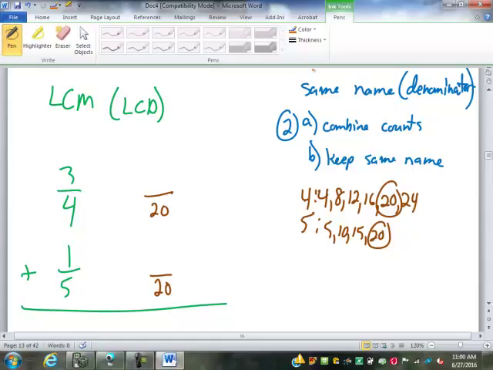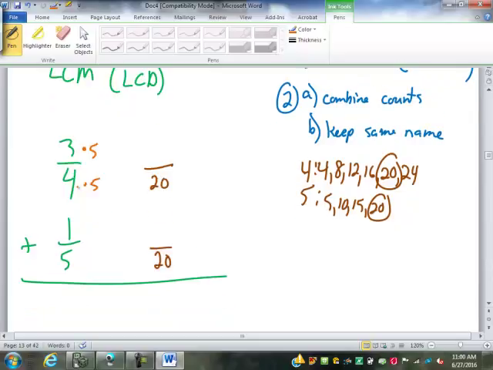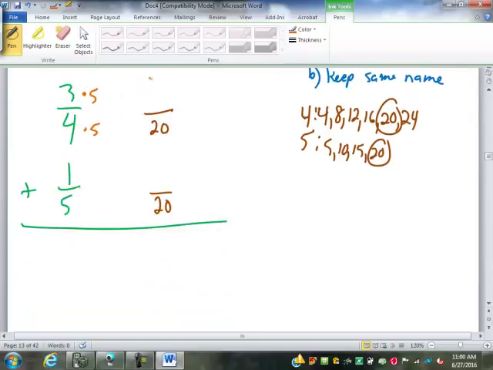So up here, what do we have to do to the 4 to turn it into a 20? We multiply by 5. That is the only thing we can do to change the name, is multiply or divide. So we multiplied by 5 to make it a 20. So what do we have to do to the top? We have to do the exact same thing. We have to multiply by 5. So 3 times 5 is 15.